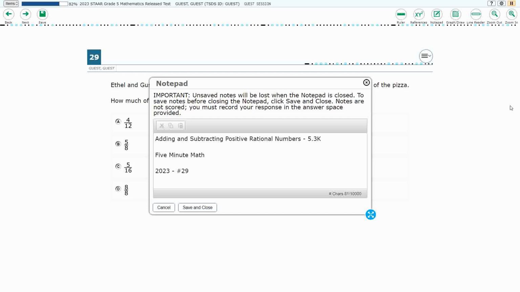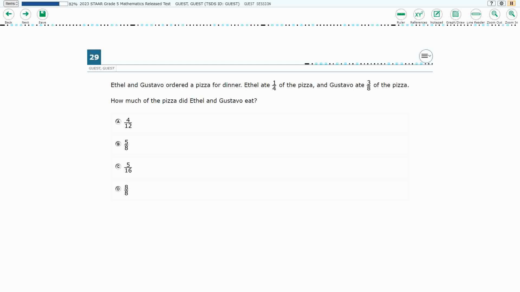Today we are looking at the fifth grade concept of adding and subtracting positive rational numbers. This is standard 5.3K in the great state of Texas, and we are using item number 29 of the 2023 released STAAR test. If you haven't done so already, please go ahead and take a moment to pause the video, work this problem out on your own, unpause it, and we will look at our answers together.